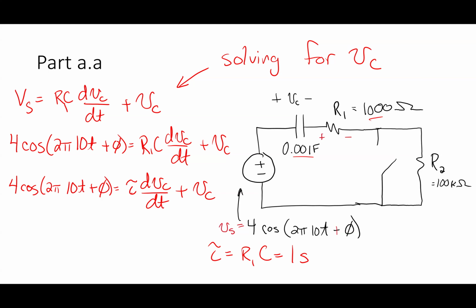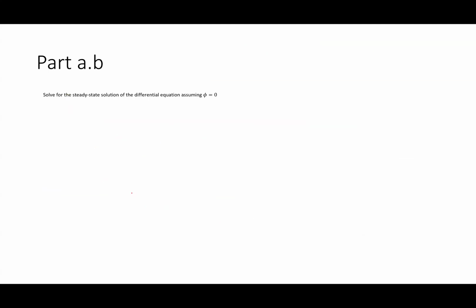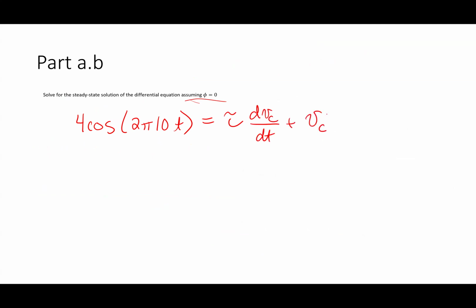Right? And so if we want to figure out what the steady state's going to be, we guess a cosine where we don't know the amplitude and we don't know the phase. And then we solve for it. So in this particular problem, I say solve for the steady state solution of the differential equation, assuming phi is 0, to make things easy. So basically it becomes 4 cosine 2 pi 10t equals tau dvc dt plus v sub c.